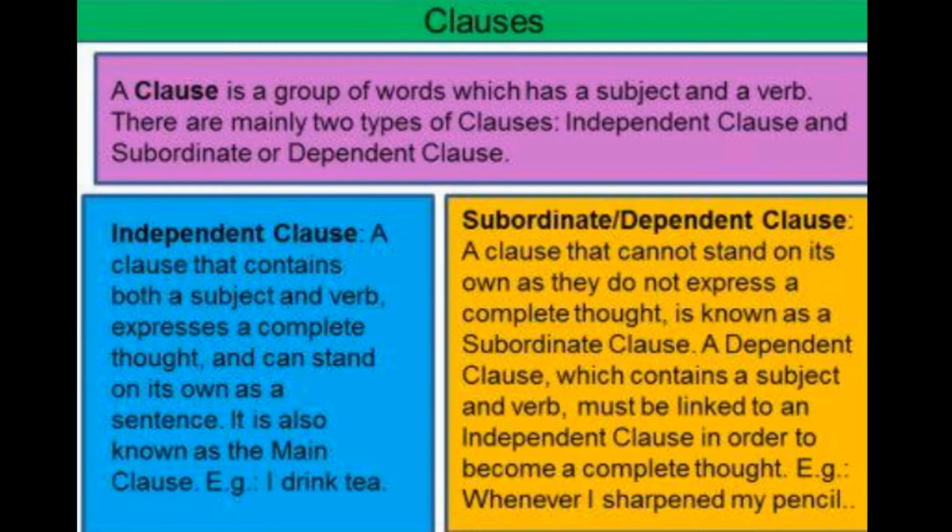Subordinate or dependent clause: a clause that cannot stand on its own, as it does not express a complete thought, is known as a subordinate clause. A dependent clause, which contains a subject and verb, must be linked to an independent clause in order to become a complete thought. E.g., whenever I sharpened my pencil.